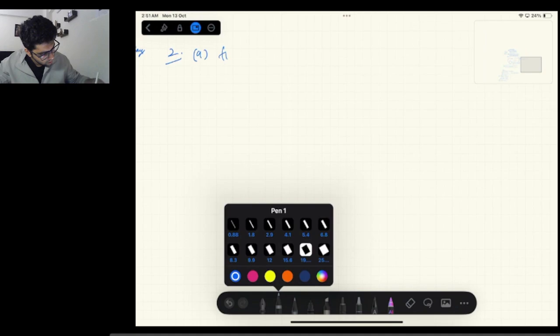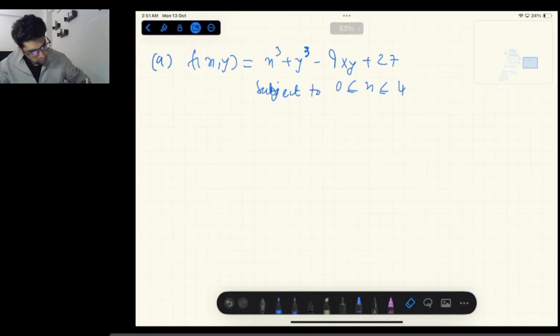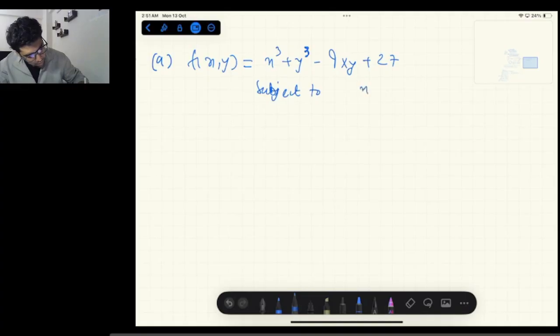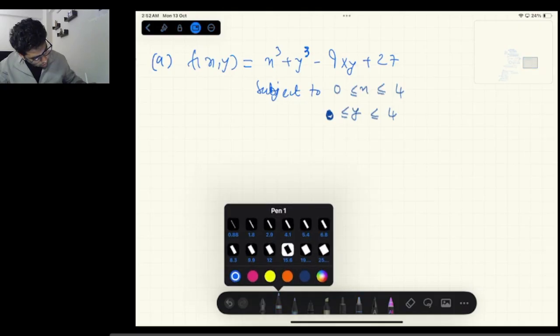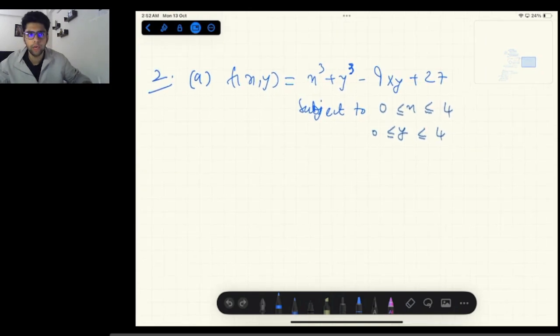So f of x comma y is x cube plus y cube minus 9xy plus 27, subject to x lying between 0 and 4, subject to... right, so this is my function and this is the constraint given to me.